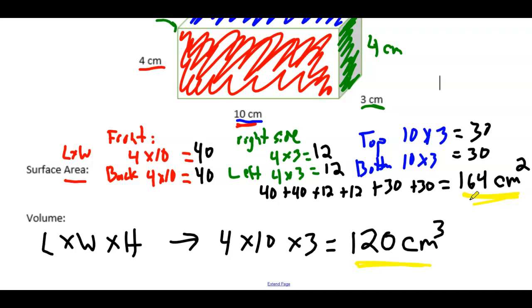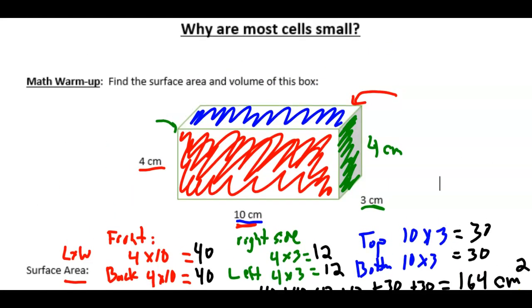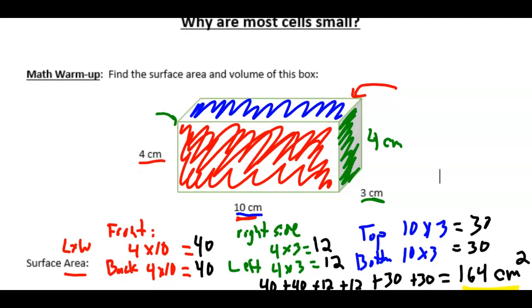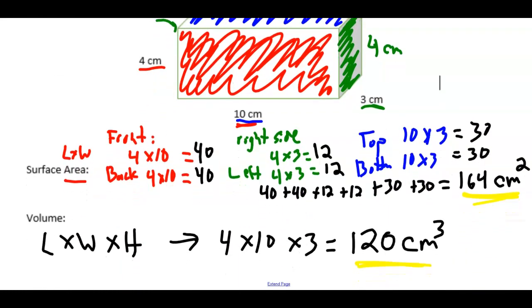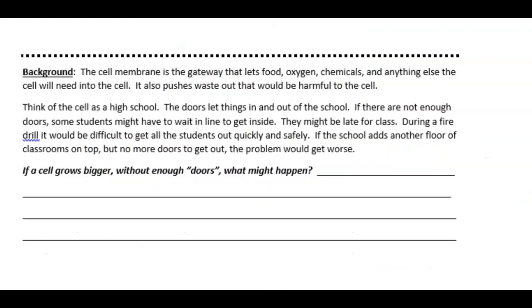So what we're going to be looking at in this activity is we're going to find the surface area and the volume of some different cells and try to figure out why cells are small. That's the whole point of this. All right, so let's look at the next step.